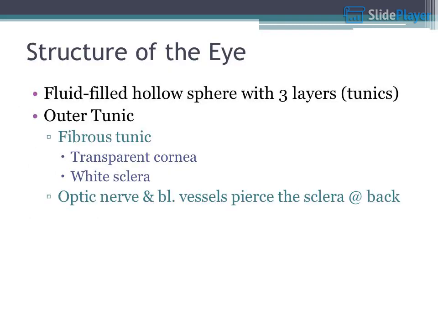Structure of the eye: a fluid-filled hollow sphere with 3 layers, tunics. Outer tunic, the fibrous tunic: transparent cornea, white sclera. Optic nerve and blood vessels pierce the sclera at the back.